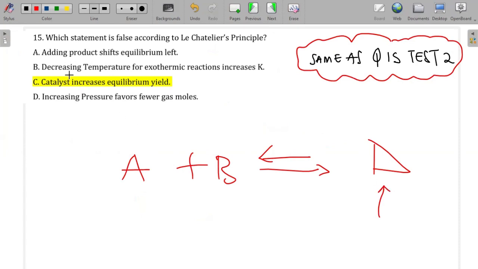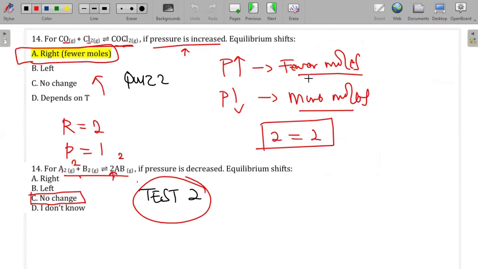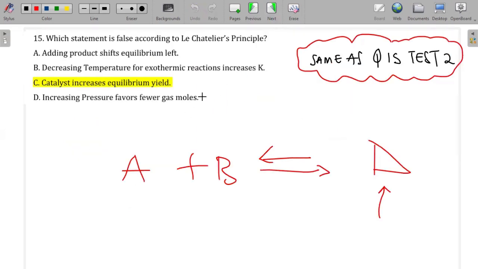That's true. Decreasing temperature for an exothermic reaction increases K. Yes, that is true again. And then increasing pressure favors fewer gas moles. This is just what I'm explaining here. You increase, fewer gas moles are favored. So this is correct, this is correct, this is correct. So the one which is false is what? C. So we pick C there as the best answer for this question.